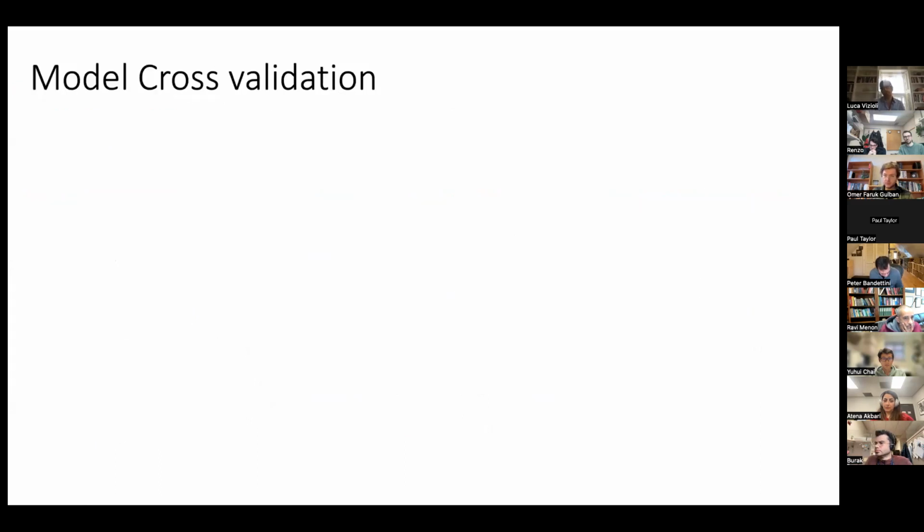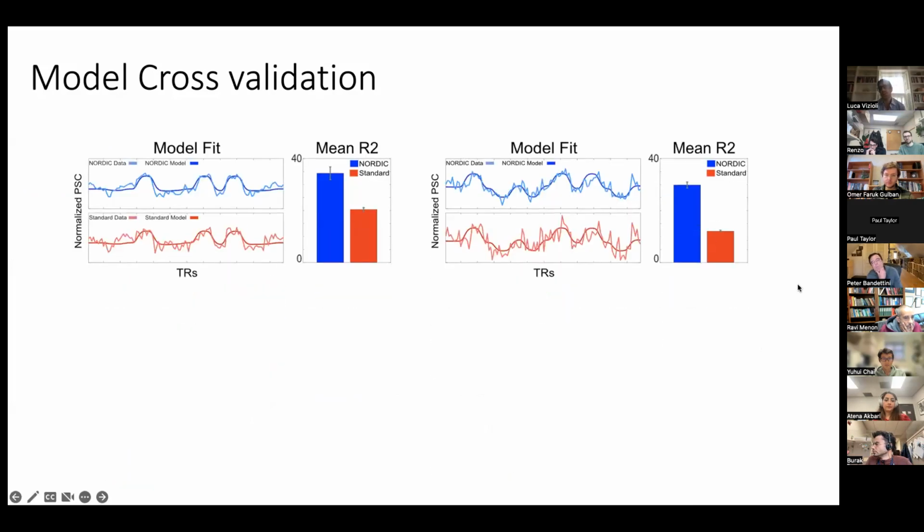So another probably more elegant and also more convincing way of looking at the precision of Nordic versus standard data is looking at model cross-validation. So very, very simple model cross-validation. We can estimate our parameters on one run. So we optimize, we compute, we solve our GLM for one run, estimate the parameters on a specific run, and then we see how well these predict an unseen run.